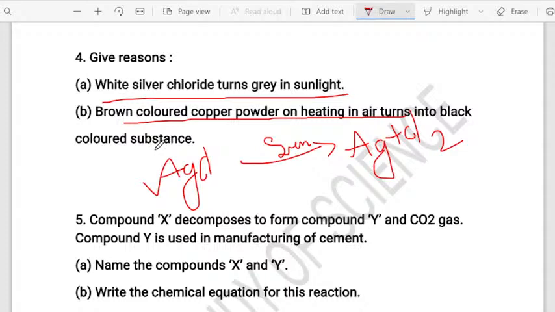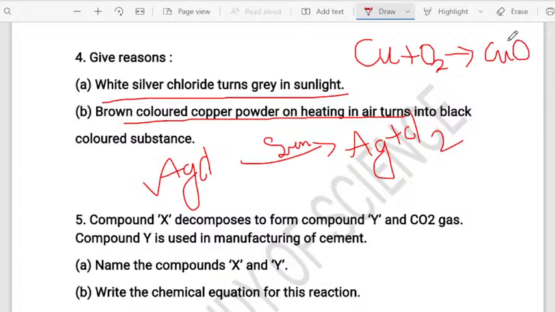This question is related to the oxidation reduction concept. See, what has happened? They are heating copper powder. They have taken copper and they are heating the copper in the presence of oxygen. It is given in page number 12. If you want, you can check in your textbook. So when copper is heated in the presence of oxygen, we get copper oxide.